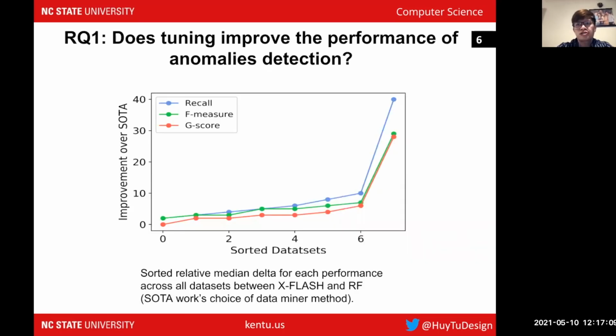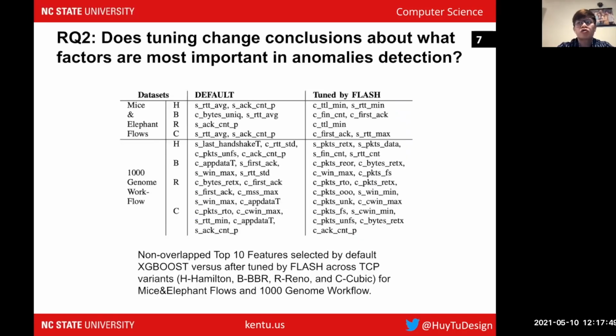So our first question is, does tuning improve the performance of anomaly detection? FLASH would be used on the data miner specifically, and DODGE is a comprehensive data miner plus preprocessor optimization. From our study, XGBoost plus FLASH improved up to 28, 29, and 40% relatively for F-measure, G-score, and recall. Moreover, FLASH notably outperformed DODGE. This shows that a method that works well for one discipline, which is DODGE, may not work well in a different field.